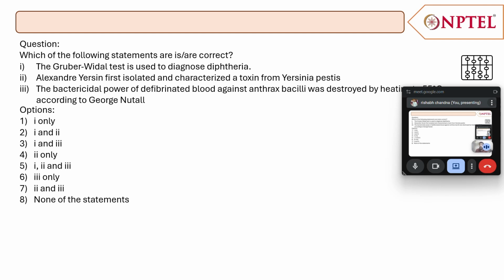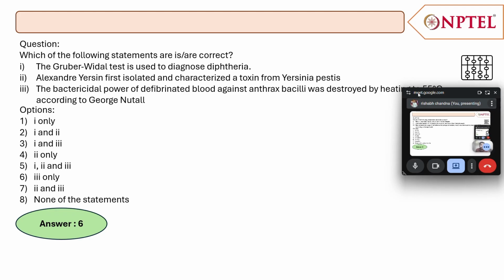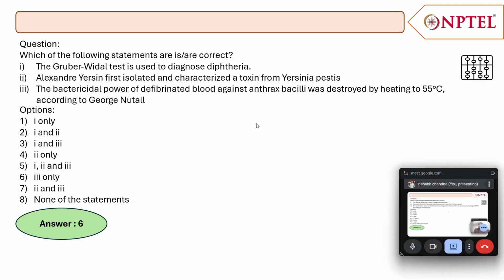So, the correct answer is option number six. That means only third is correct. Okay, so let's see the options. Hmm. So, the Gruber-Vidal test is used to diagnose diphtheria. No, it is used to diagnose typhoid.